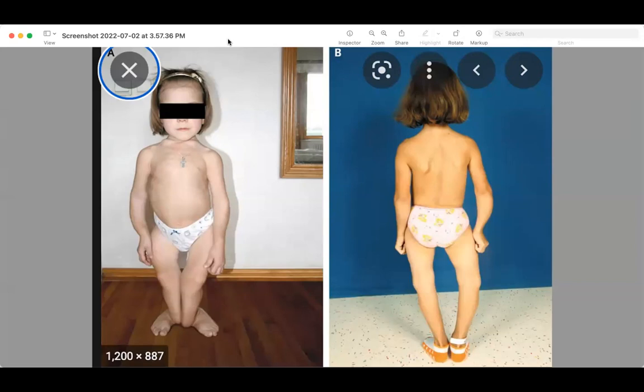Any craniotabes, ping pong ball sign? No. Okay, AF? Is AF normal or closed? Closed. Okay, very carefully I would like to check her ears. Is there any infection inside? No. Okay, eyes. I would like to check if any blue sclera is there. No, eyes normal.